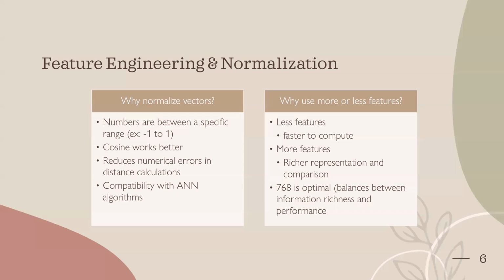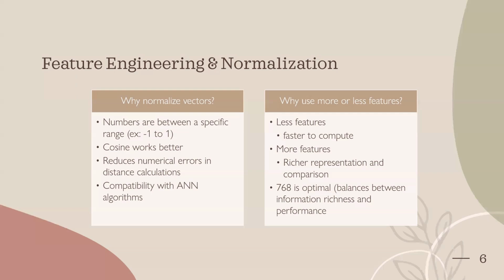And when vectors are normalized, it's very useful because methods like cosine similarity, which determines the distance between vectors, typically work better. And vector normalization also makes calculations faster and reduces numerical errors in distance calculations, like cosine similarity. And then finally, normalized vectors are typically more compatible with methods such as ANN algorithms, and they make them faster and more accurate than if the vectors were not normalized.